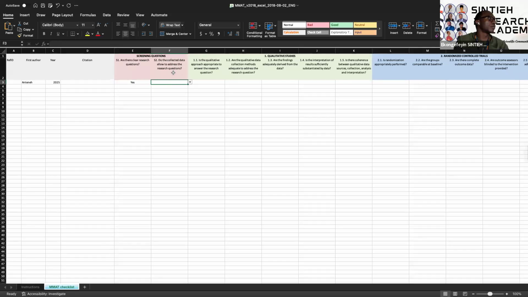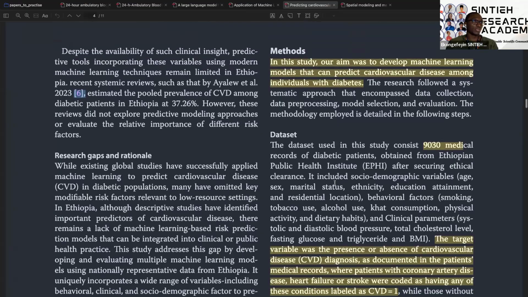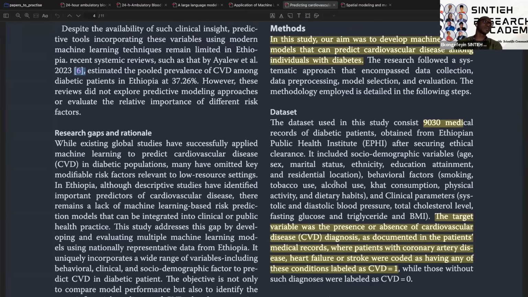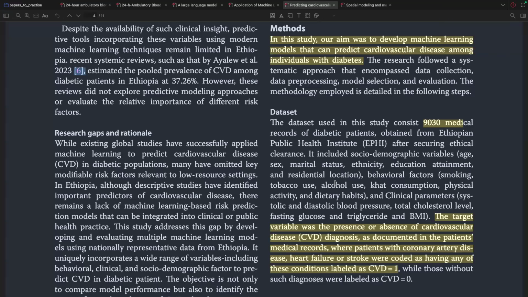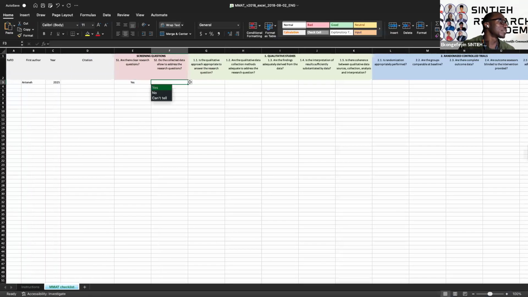So again, I come here. Do the data collected allow us to address those research questions? Let's go to the quality of the data. Do we think that a data set with 90,000 diabetic patients, retrospectively, can help us assess the risk factors? Yes, Doctor. 90,000 is quite a huge number. So I think so too. That's it, so yes.